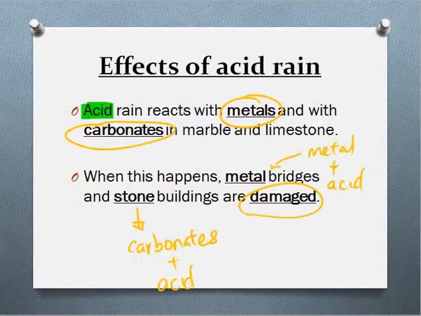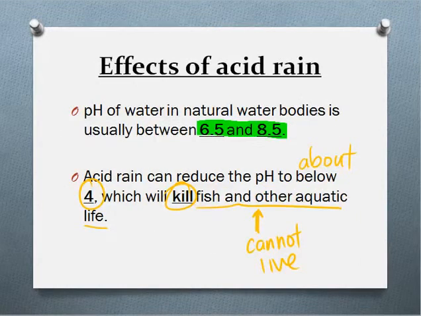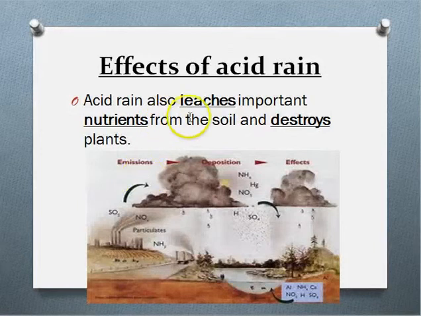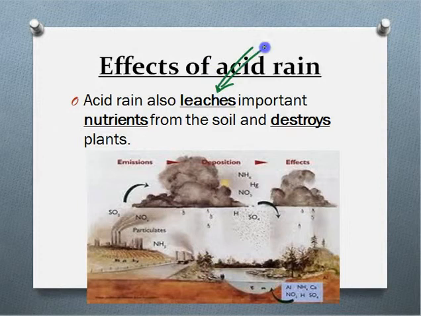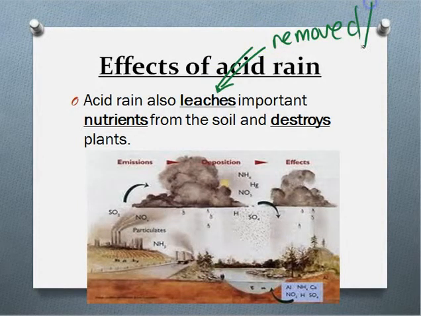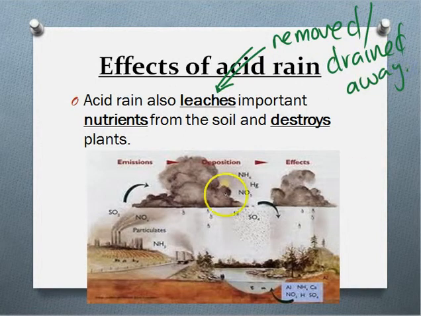We talked about damaging buildings, we talked about affecting life, and the next one is that acid rain also leaches nutrients from the soil. When the acid rain hits the soil, the nutrients get leached away. Leach means not absorbed, but removed or drained. Actually, drain is a better word, drain away. Acid rain drains away important nutrients from the soil, and obviously, without the important nutrients, your plants will die too.